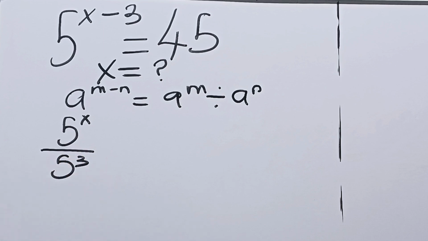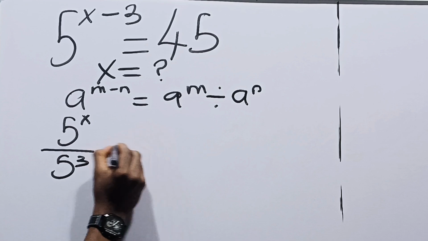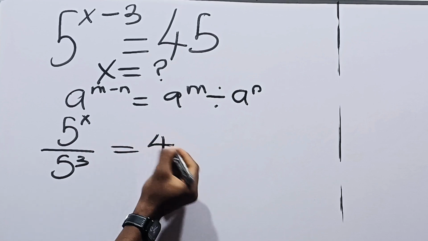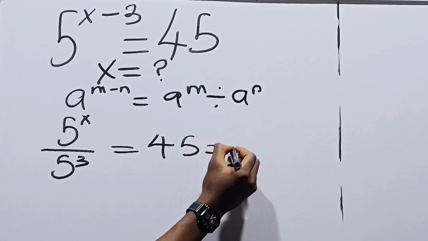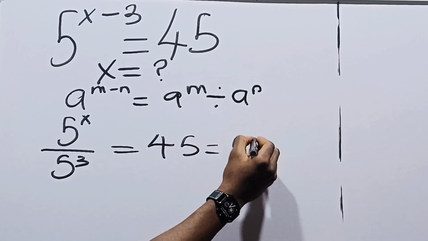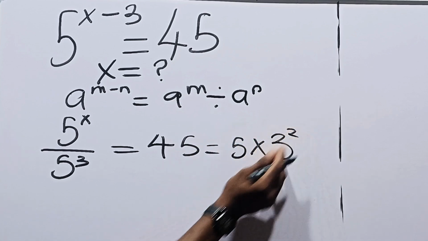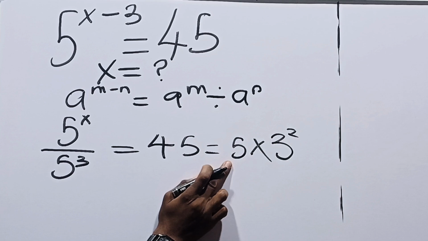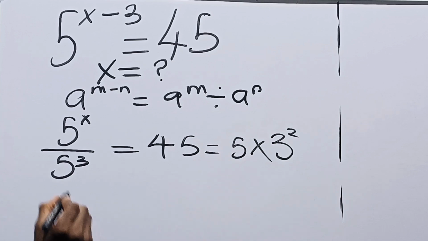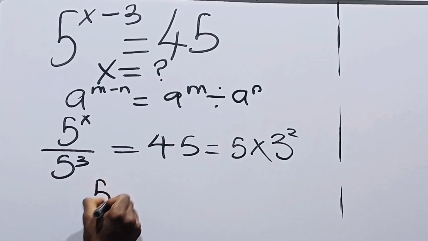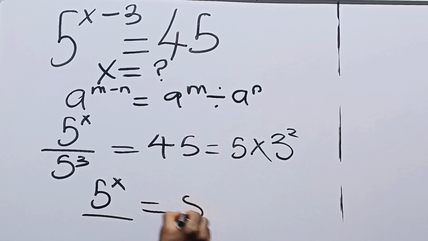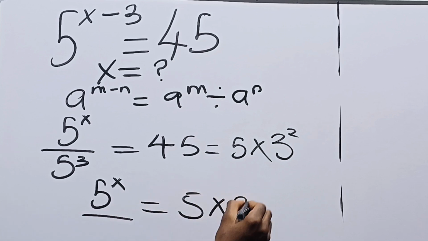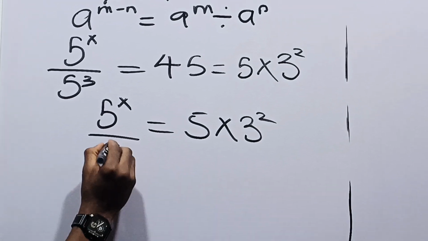Now, moving on from here, 45 can be expressed as 5 times 3 squared. 3 squared is 9, 9 times 5 is 45. Now we can write this as 5 raised to the power x is equal to 5 times 3 squared, divided by 5 raised to the power 3.